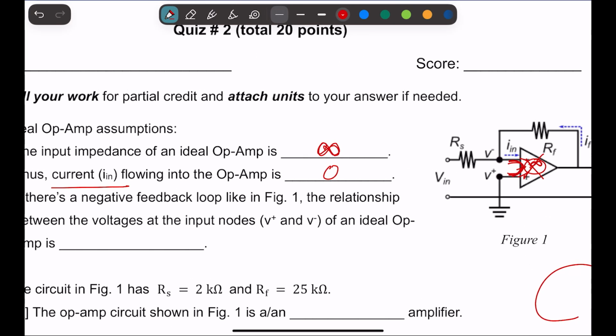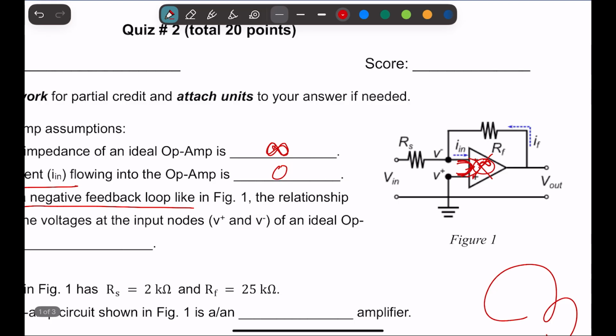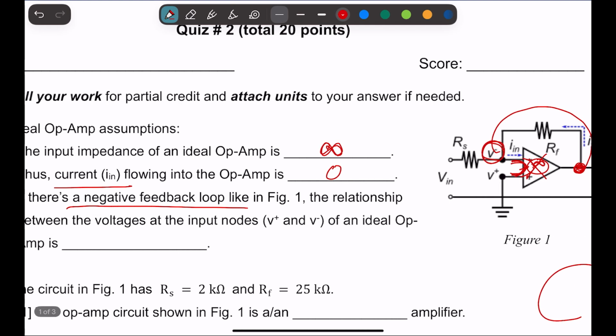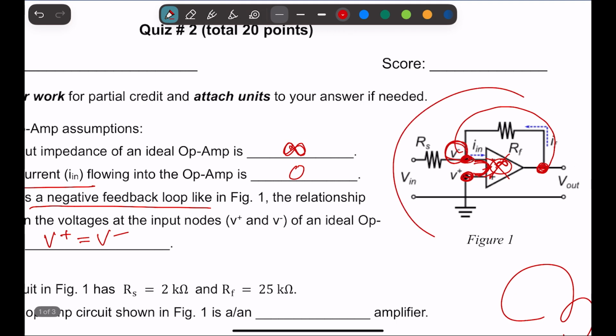And if there is a negative feedback loop, like what we have here, negative feedback loop means your output is being fed into the negative node. Then the relationship between the voltages at these two input nodes is that they are going to be the same. And for this situation, we just happen to have V positive equal to 0. So this was just 0.